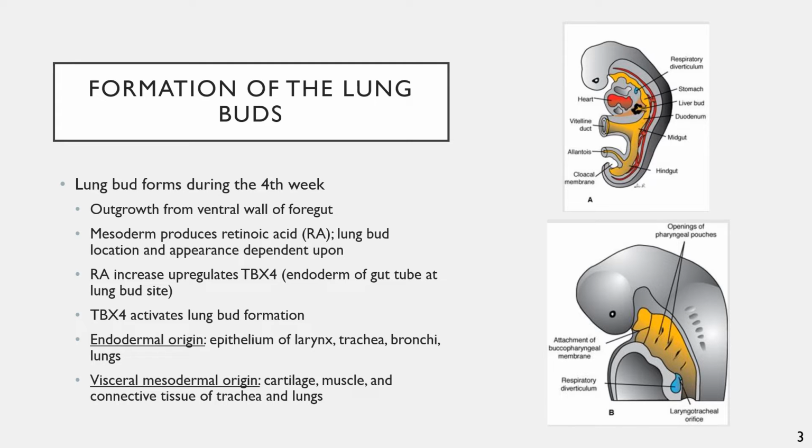The lung bud's appearance and location is actually dependent upon an increase in retinoic acid, which is produced from the mesoderm. This increase in retinoic acid then upregulates TBX4, a transcription factor that is located in the endoderm of the gut tube at the lung bud site. TBX4 is what actually activates the lung bud to form and also is responsible for the continued growth and differentiation of the lungs. And this is why the epithelium of the larynx, trachea, bronchi, and lungs are of endodermal origin, and the cartilage, muscle, and connective tissue of the trachea and lungs are of visceral mesoderm.